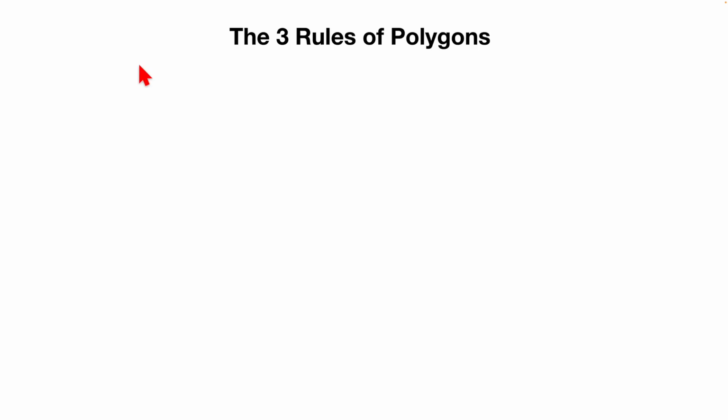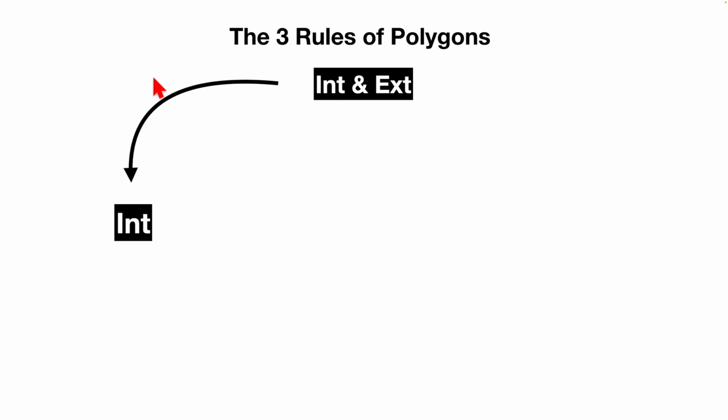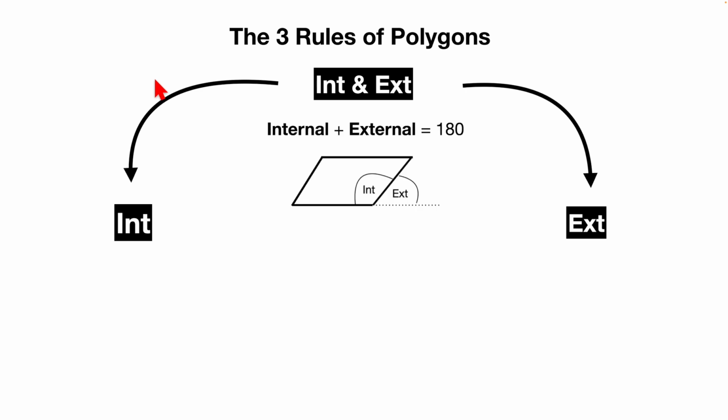The 3 rules of polygons. How do we remember them? Well, they're all about internal and external angles. And how many permutations of the phrase internal and external are there? Well, there's 3. There's internal and external. There's internal on its own, and there's external on its own. And each of these permutations has a rule.